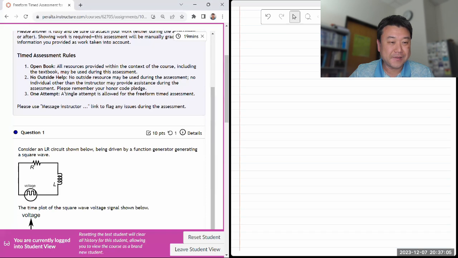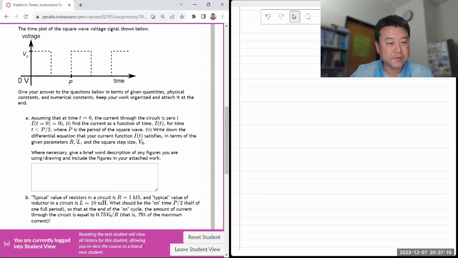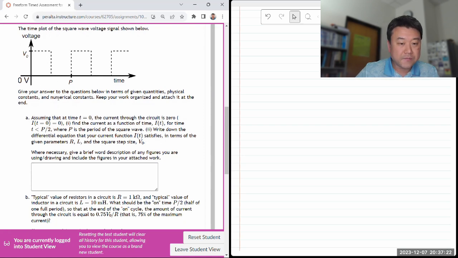Okay, it's gonna be a time-dependent circuit. Consider an LR circuit shown below. Give your answer below in terms of given quantities. Assuming that at time t equal to 0, current through the circuit is 0, find the current as a function of time.